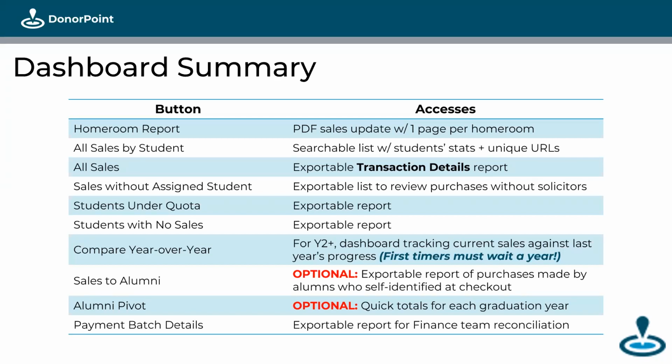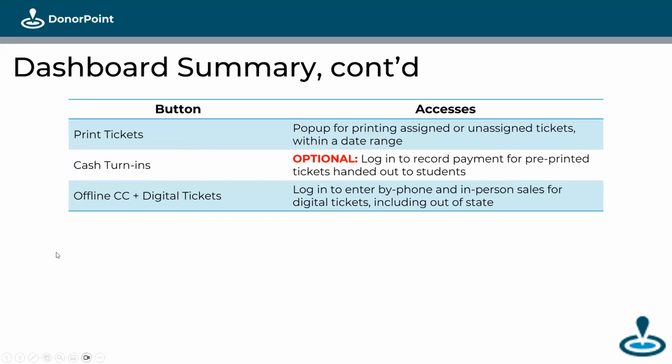Those utility reports for sales without an assigned student, students under quota, students with no sales. That comparison for year over year that we just looked at. The alumni trackers for looking at who the alumni were specifically and what their sales were, as well as the pivot to look year by year who's the most active. And payment batch details, which you give to your finance team. You also have the dashboard giving you print tickets, cash turn-ins, and those offline credit card and digital tickets for out-of-state sales or on the phone sales.